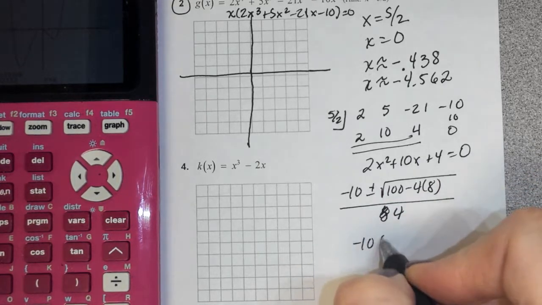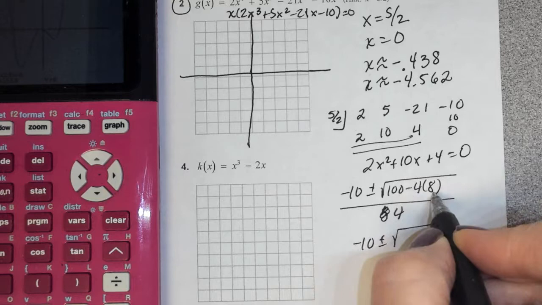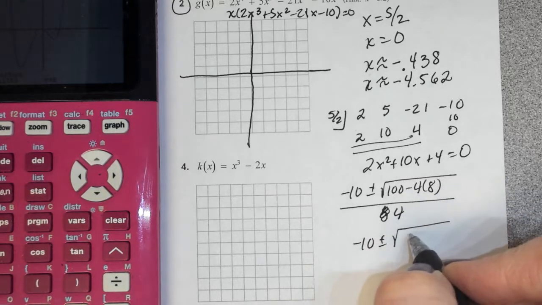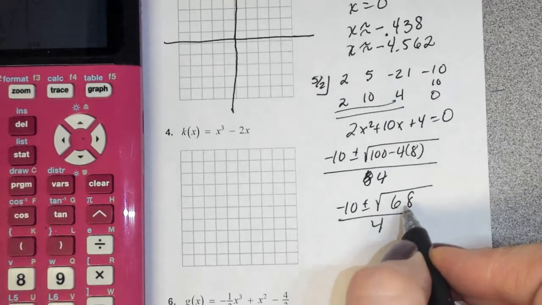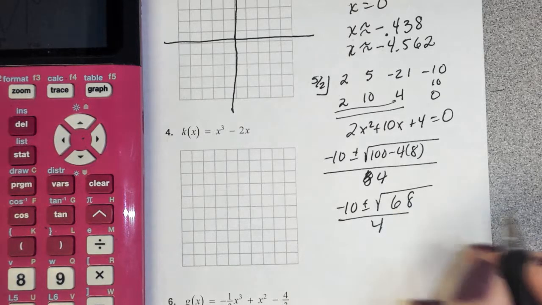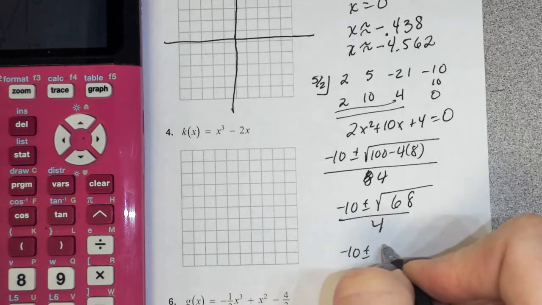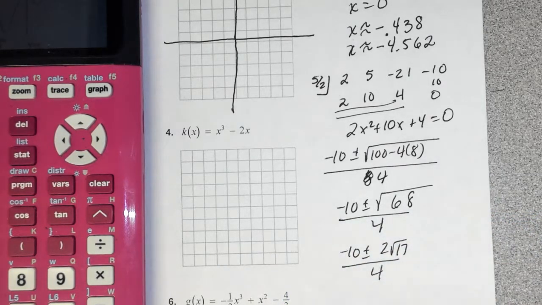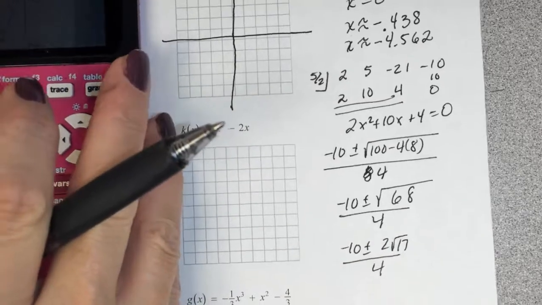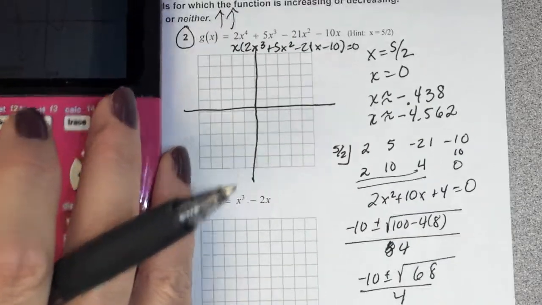So now I'm going to have negative 10 plus or minus 100 minus 32, 68. 68 is going to be divisible by 2. It's 2 times 32. It's 4 times 17. So it's negative 10 plus or minus 2 radical 17 over 4. So that's how I could go about getting those real zeros. I'm not going to ask you to do that, but I just want you to understand that you could.